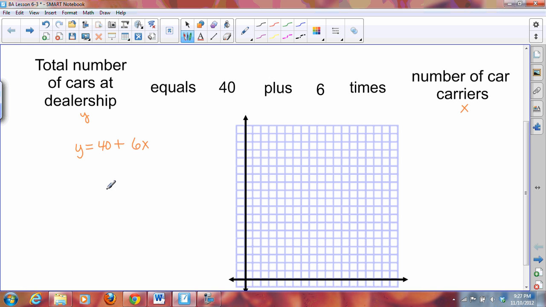Now let's put it in slope-intercept form, which means your x term goes before your constant. Y equals 6x plus 40. At this point, we can go ahead and graph because we have our y-intercept and we have our slope. Okay, I'm going to count by tens going up. So 10, 20, 30, 40, 50, 60, 70, 80, 90, 100.